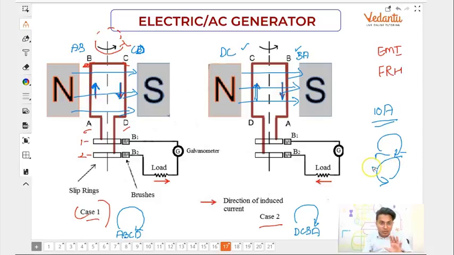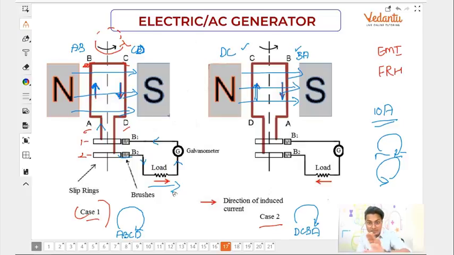Just imagine this. Okay, guys, if I notice here very carefully, in the first case, case 1, from AB the current went up to CD. So CD से current आ रहा है and it passed through B2, passed through the galvanometer, and from the galvanometer it went to B1, and then it completed the circuit by entering into AB. Correct? ये है direction. तो ऐसे जा रहा है current.